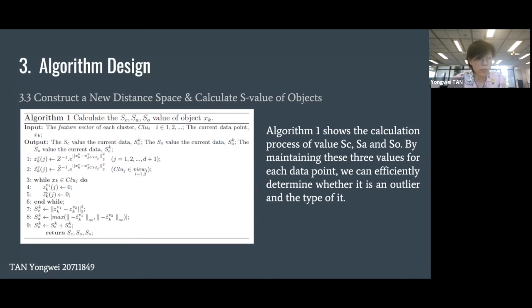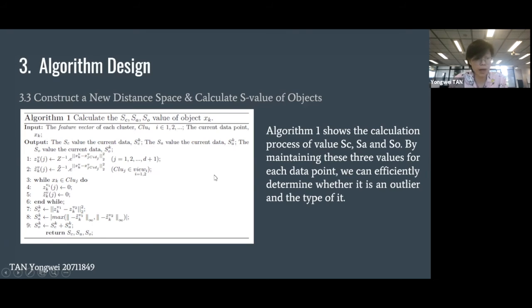Based on the distance space we mentioned before, we get a vector for the data point in each view, called vector 1 and vector 2, and SC is equal to the norm of vector 1 minus vector 2. In other words, SC is the distance between V1 and V2. So the one with bigger SC is more likely to be a class outlier.